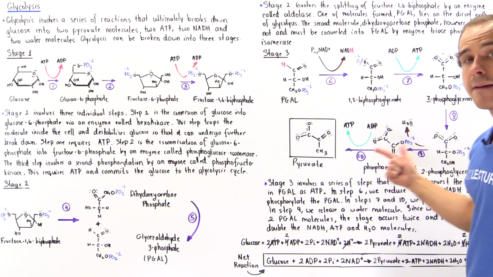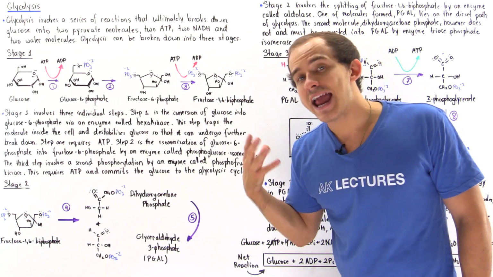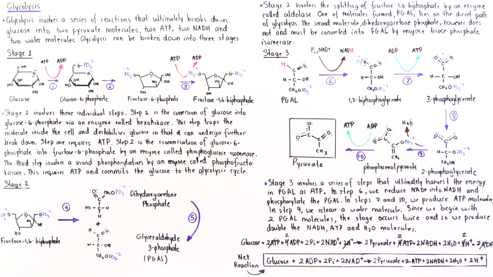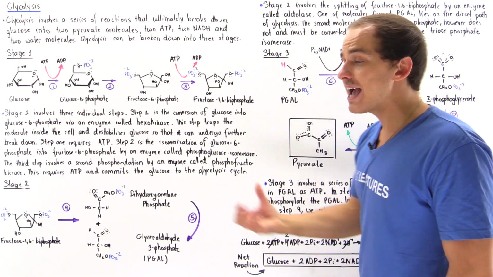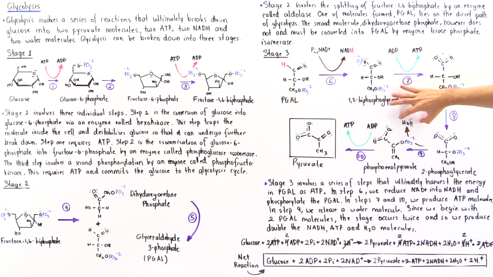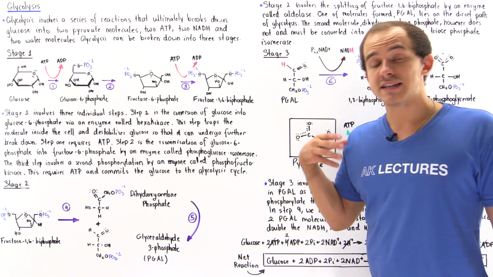And then in step 9, we have an elimination step taking place. So we add an H onto this oxygen, and then we kick off that water molecule that is produced as a result. So in step 9, we have a condensation reaction taking place. We produce the water and the phosphoenolpyruvate.